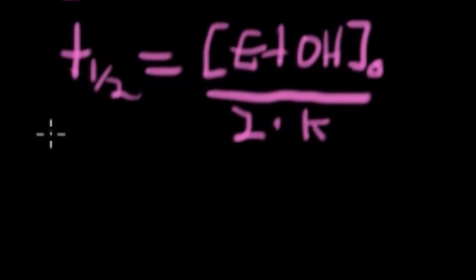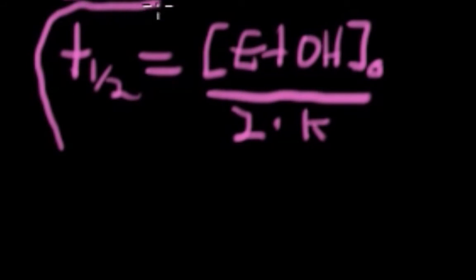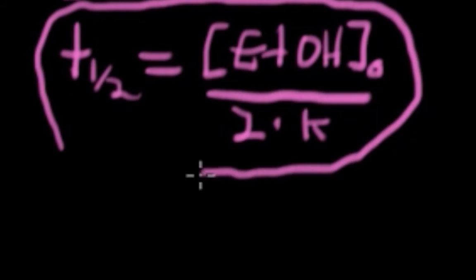This is our half-life equation, and what it tells us is that if we increase the initial concentration of our reactant, the half-life increases as well. That makes sense. If you drink a lot of alcohol, it takes longer for your body to process it than if you drink just a little bit of ethanol or alcohol. So that's our half-life equation.